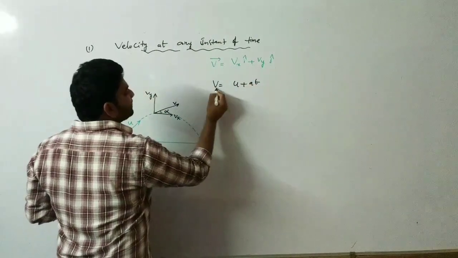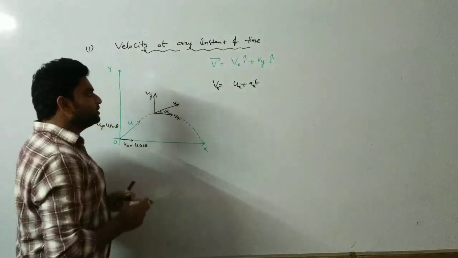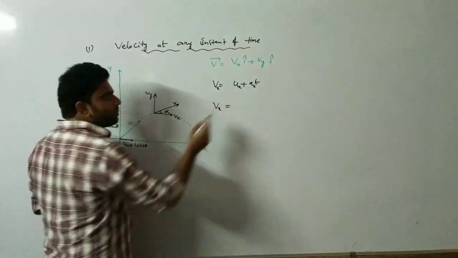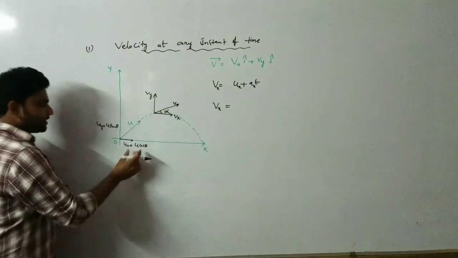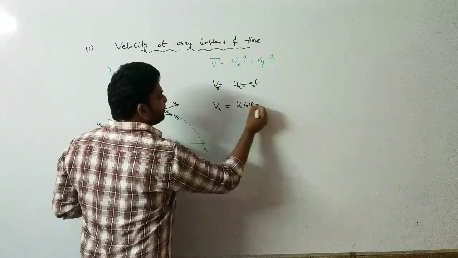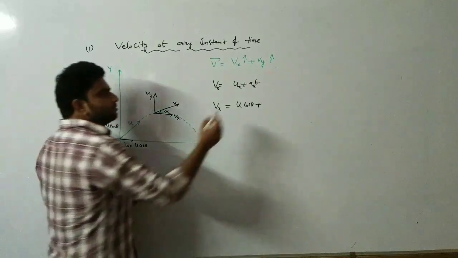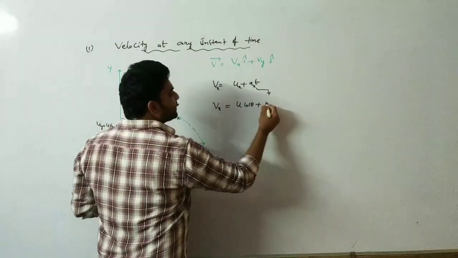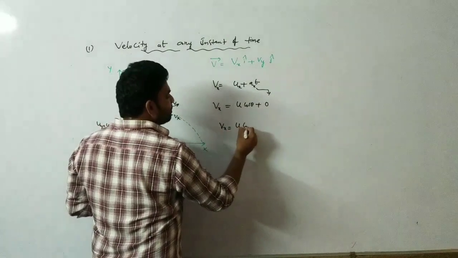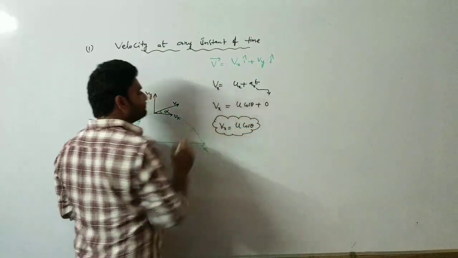First let me calculate it for vx, then it becomes ux and then ax, right? So what is the vx value? We don't know. Vx we have to calculate, but we know what the ux value is. Ux value is u cos theta. This is u cos theta plus what is the acceleration along the x axis? It is 0, because there is no acceleration acting in the horizontal direction. And finally my vx becomes u cos theta. This is the value of ux, sorry, vx.